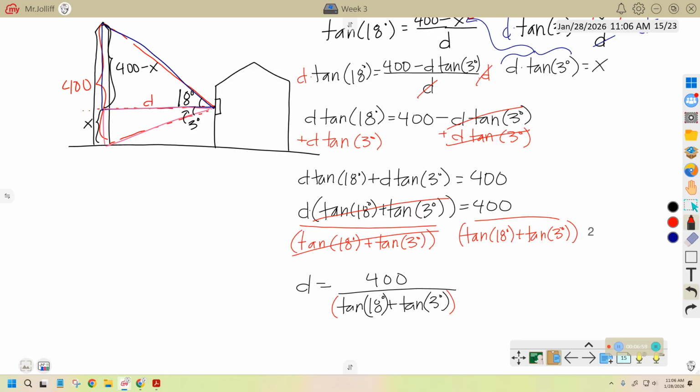So 400 divided by tangent of 18 plus tangent of 3, yes?